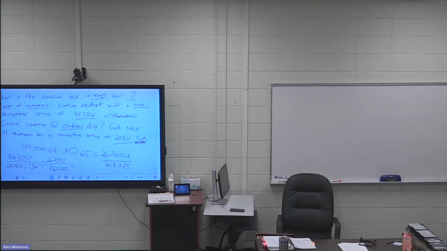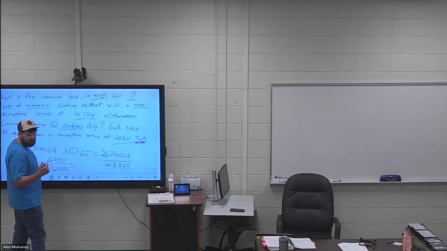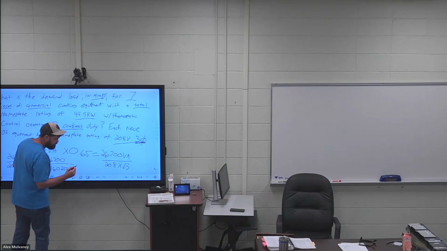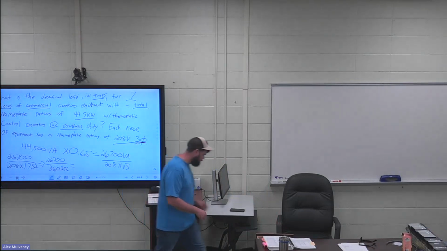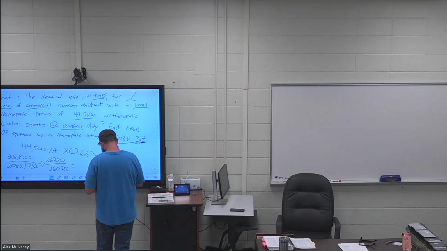You do 208 times 1.732. Oh, you did 1,300. Yep, that's what it is. Sorry, I should have caught that. That makes more sense. 26,700 divided by 360 is 74.1. Oh, we all got it. That's close. That's 74.11.